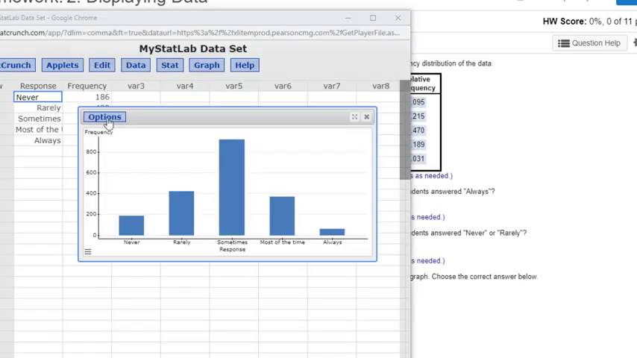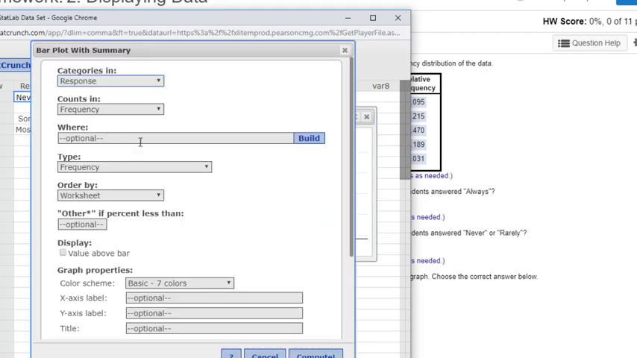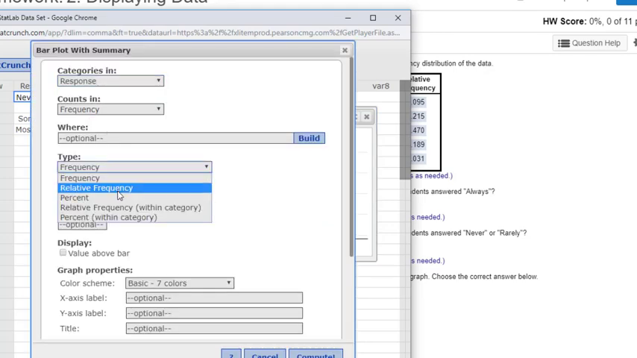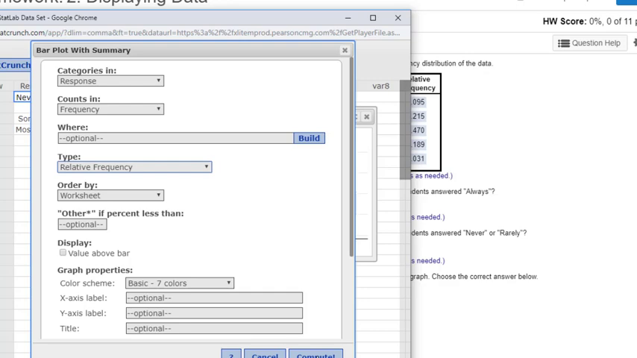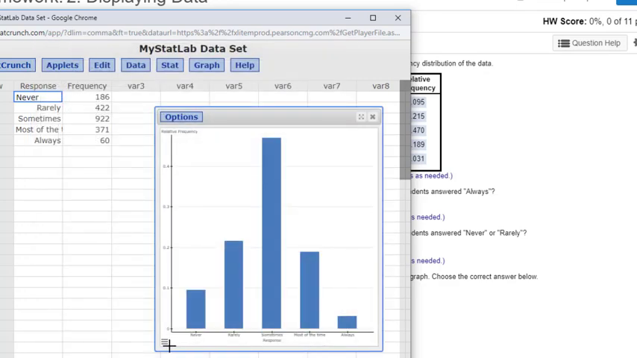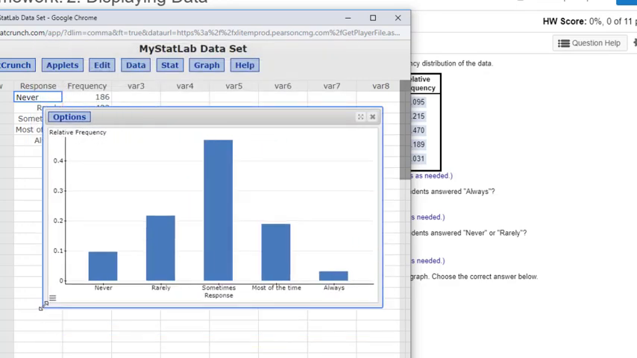If I'm using StatCrunch, let me go over here to Edit and change this to relative frequency. And notice what happens to the graph. It doesn't change, does it? The only thing that changes here is my scale, the vertical axis.